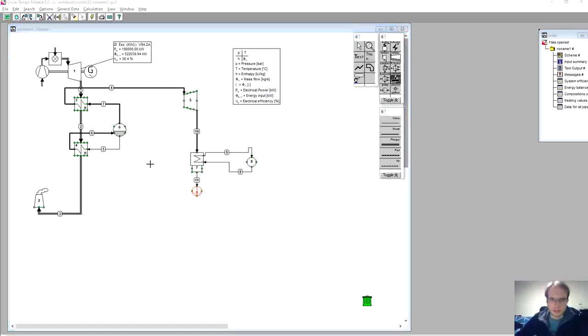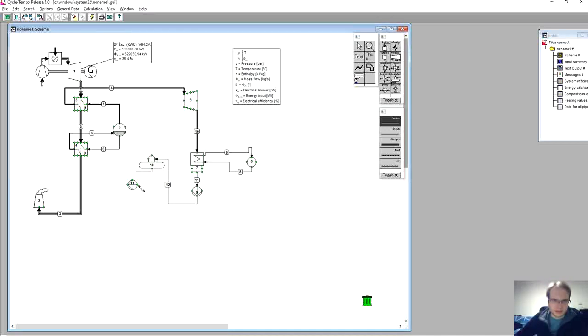but for our system to work we will need also the aerator. So the water will go from the pump into the aerator, and then we will have the main feeding pump, where the pressure will be increased and the water will go into the drum. And of course the aerator has to be heated up by the steam bleeding from the turbine.